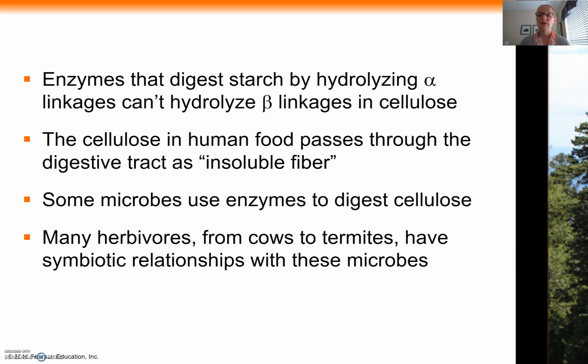So for example, when a cow eats a whole bunch of grass, it depends on those microbes in its gut to help digest all that cellulose into individual glucose monomers, and then the cow can absorb that and use those glucose molecules as fuel.